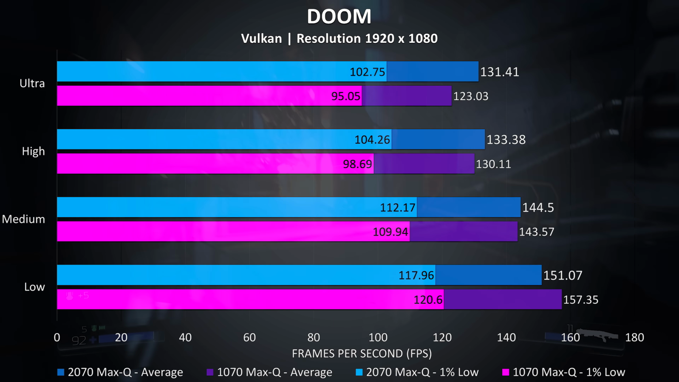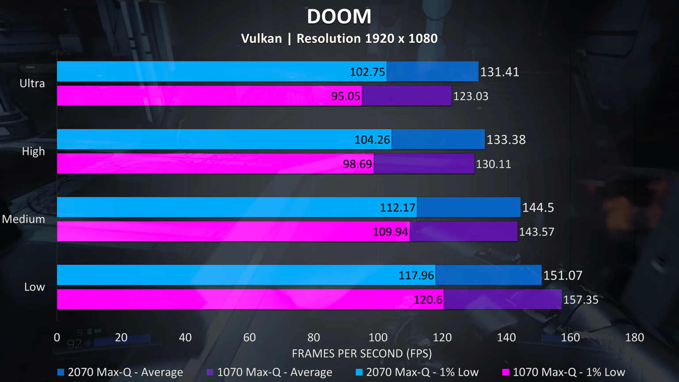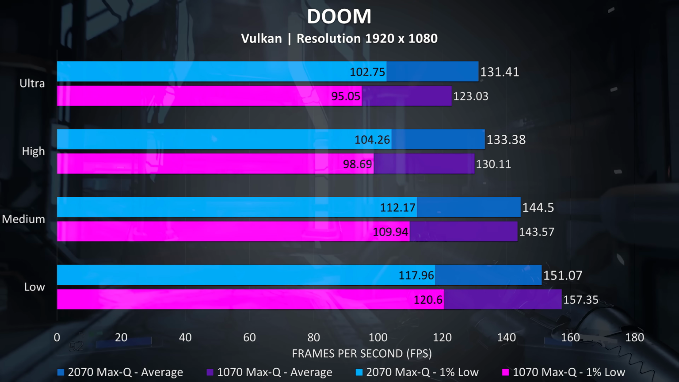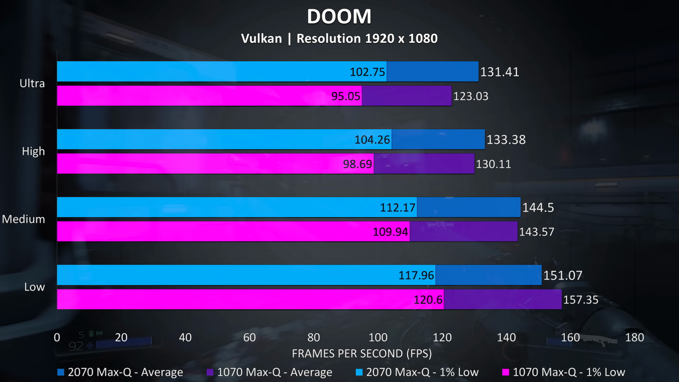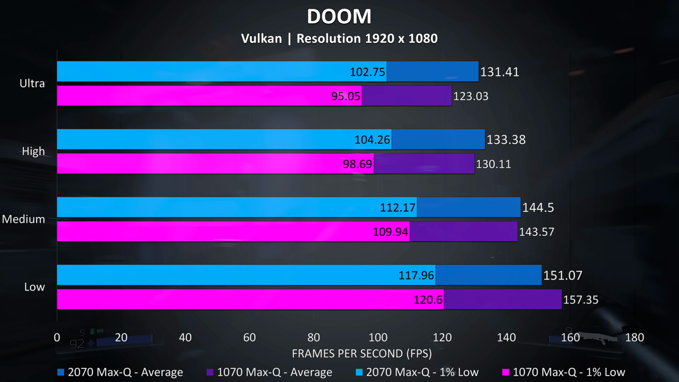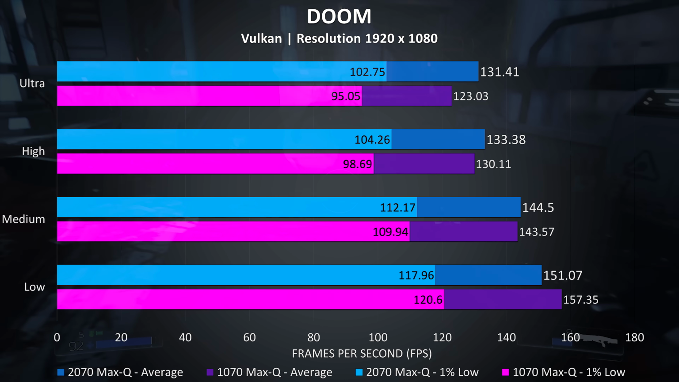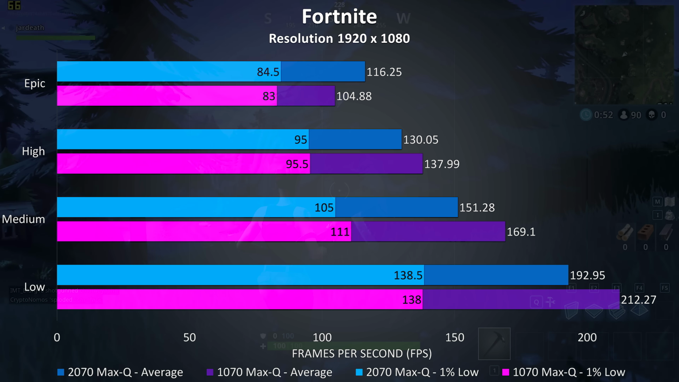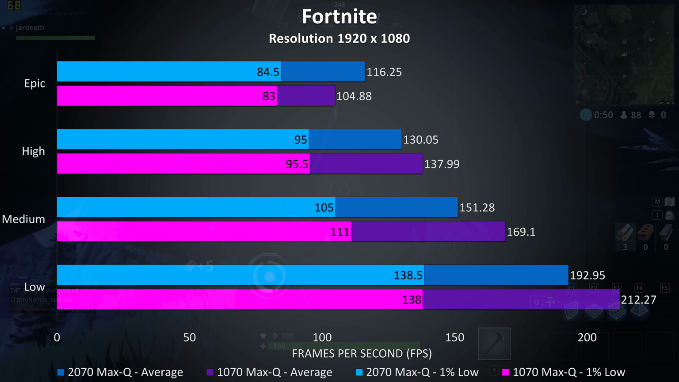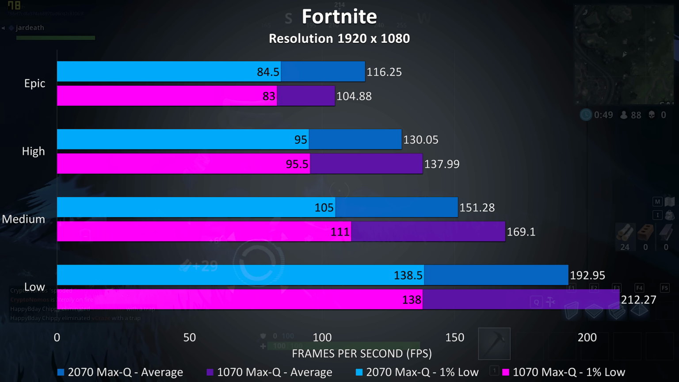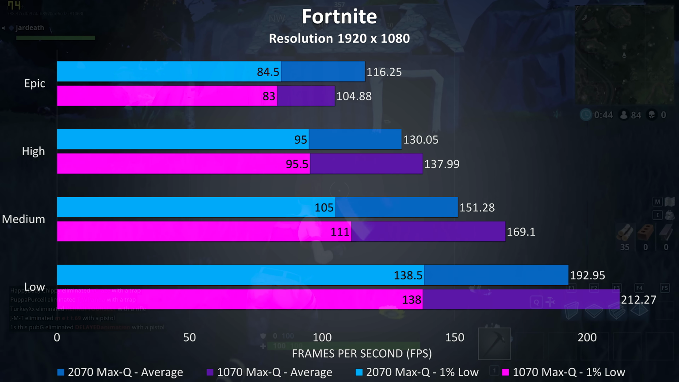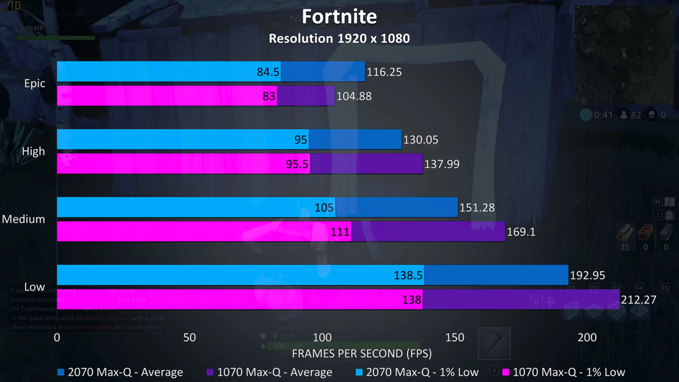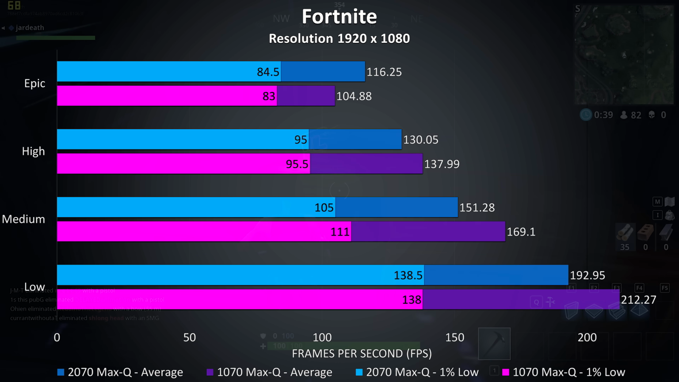Doom was tested using Vulkan, and in this game the 2070 Max-Q was ahead in the majority of tests, only coming out slightly behind at low settings. At ultra settings, the X9 was getting 7% higher average FPS and 8% higher 1% low. Fortnite was tested with the replay feature, so the exact same replay was used on both laptops. This was another game where the X9's 2070 Max-Q was only coming out ahead in terms of average FPS at max settings. In this case, at epic settings, it was 11% ahead of the 1070 Max-Q in the 15X.